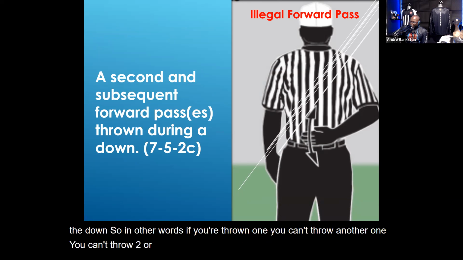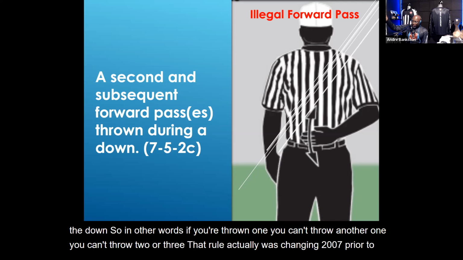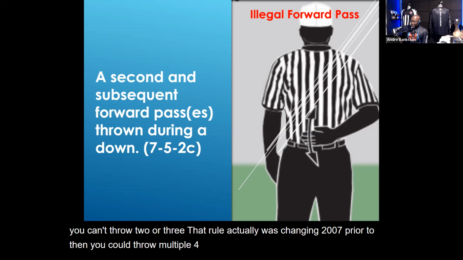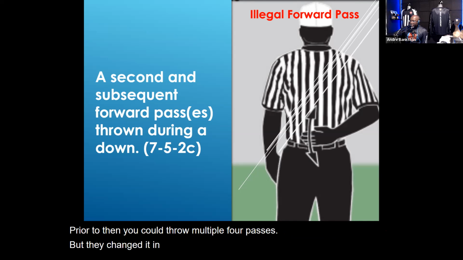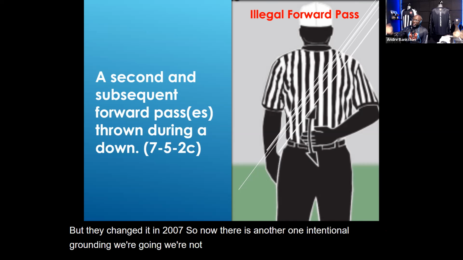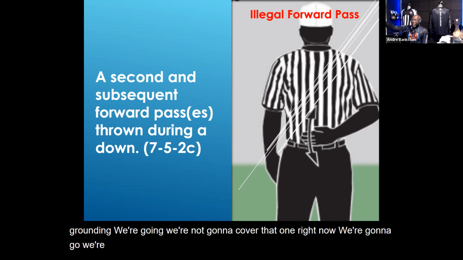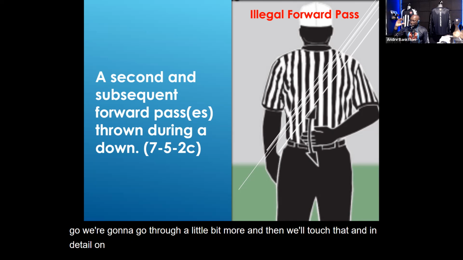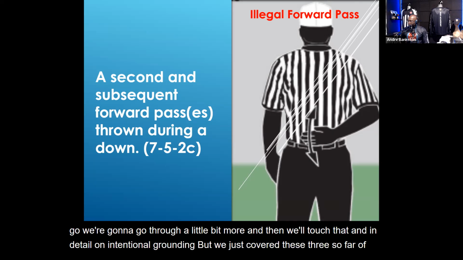That rule actually was changed in 2007. Prior to then, you could throw multiple forward passes, but they changed it in 2007. So now there is another one, intentional grounding. We're not going to cover that one right now. We're going to go through a little bit more, and then we'll touch on intentional grounding in detail. But we just covered these 3 so far of illegal forward passes.